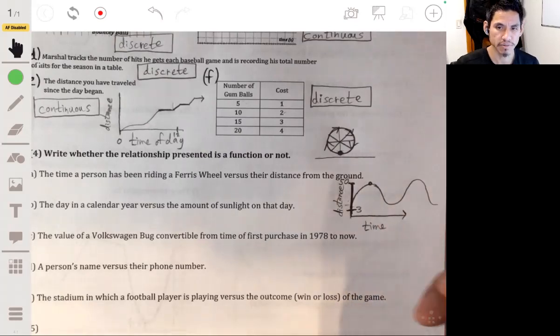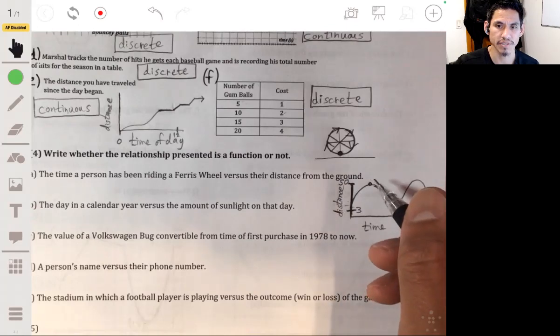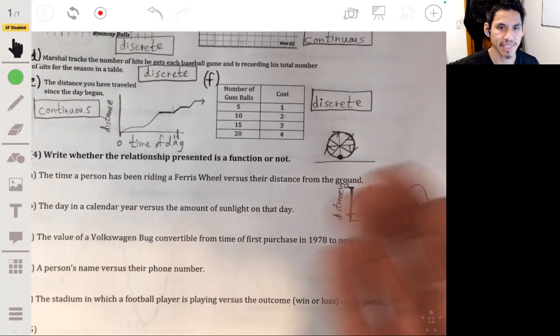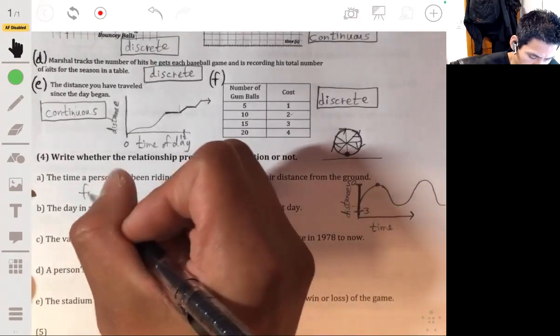But this would still count as a function because it's okay for this to happen. It's okay for you to have the same distance at different points of time. You just can't have different distances at one point in time. So this would be a function.